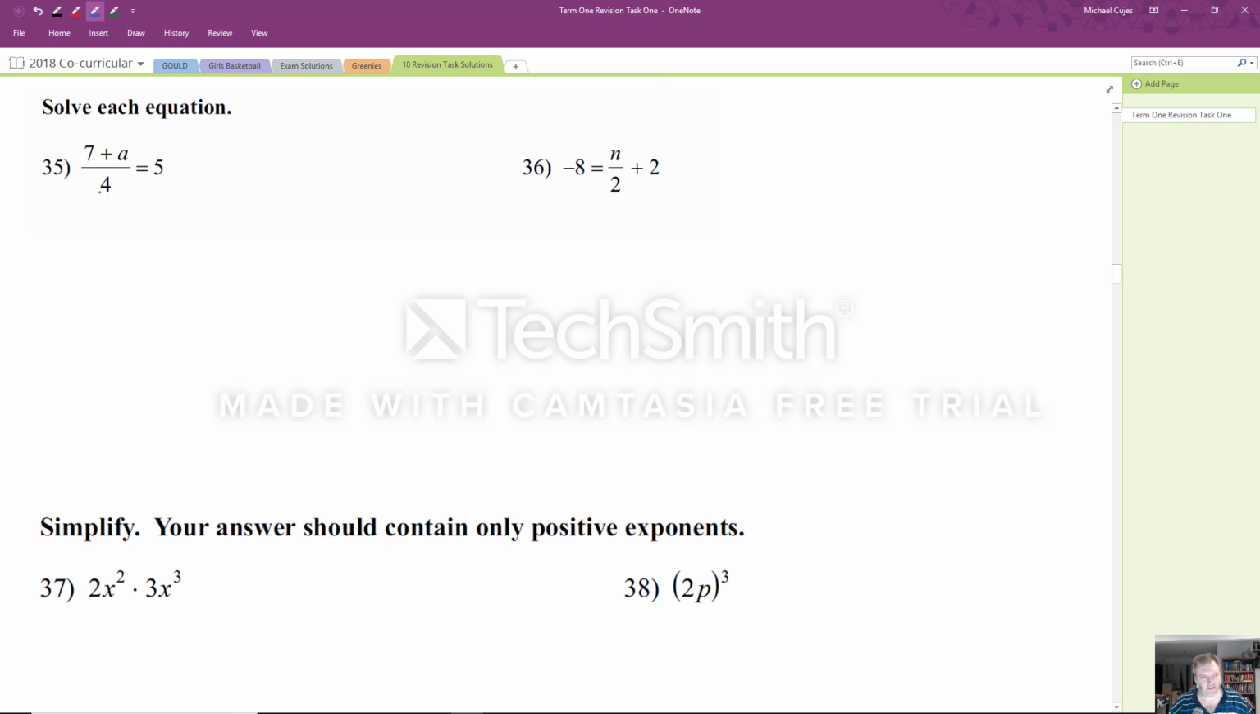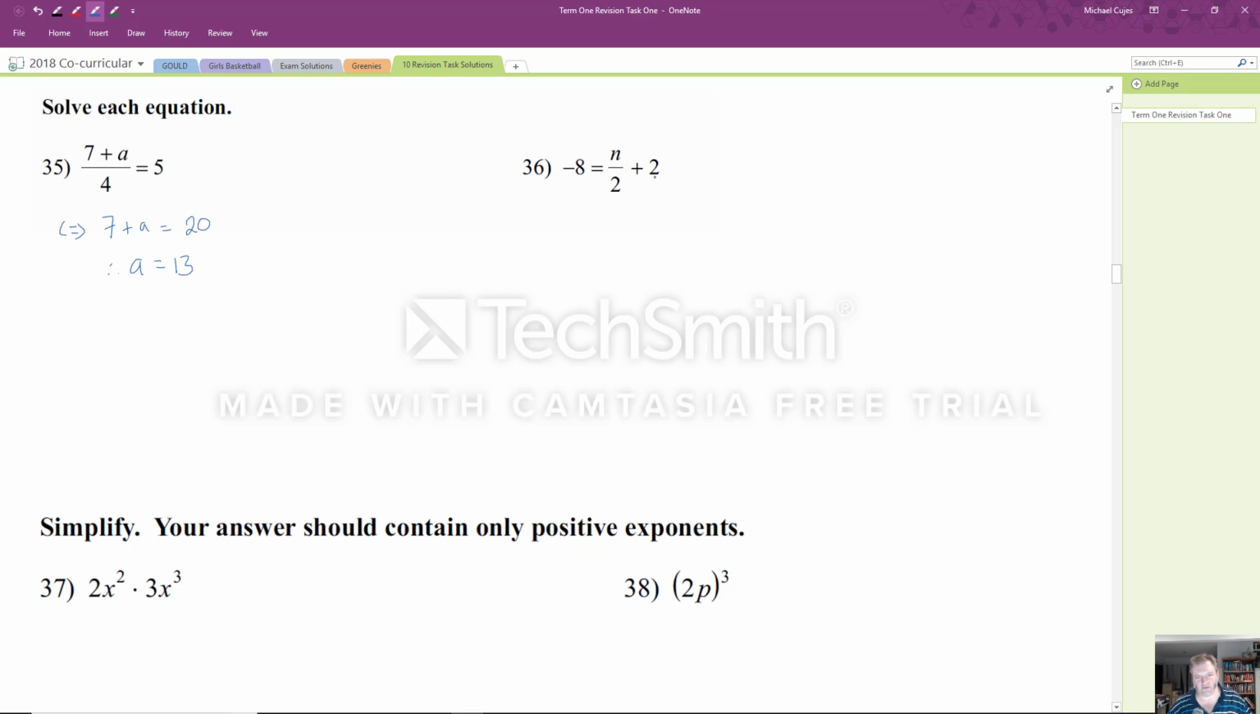35, let's have a go. 7 plus a divided by 4 equals 5. Let's rearrange it. Inverse operations, opposite of dividing by 4 is to multiply by 4. So we have 7 plus a equals 4 5s are 20. Subtracting 7 from each side, I get a equals 13. I'm sure you could all do that one.